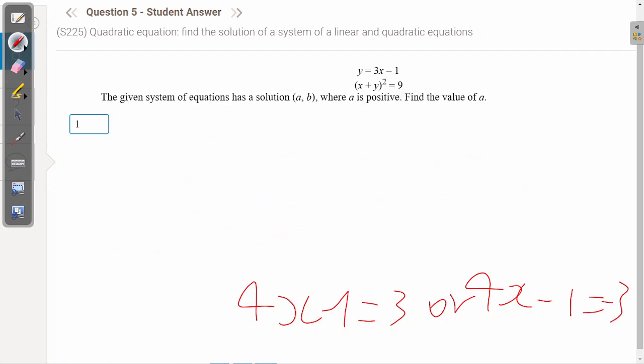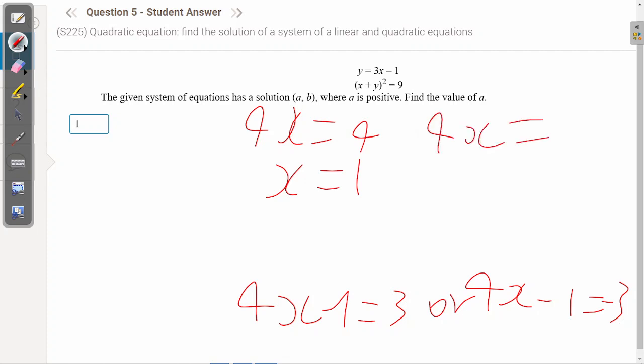Okay, so 4x is equal to 4, so x equals 1. This is our first solution. And then 4x equals negative 2, x equals negative 1 over 2. But since they said a is positive, they just want x equals 1.